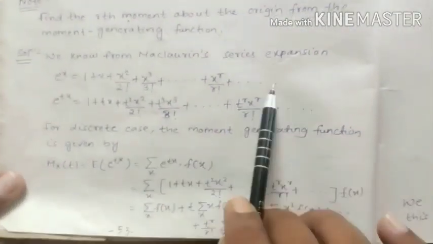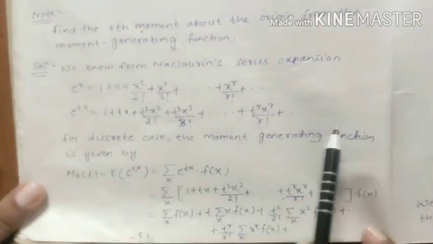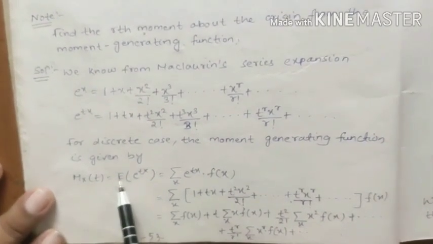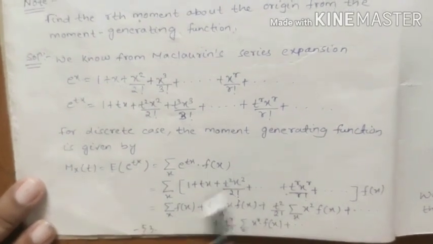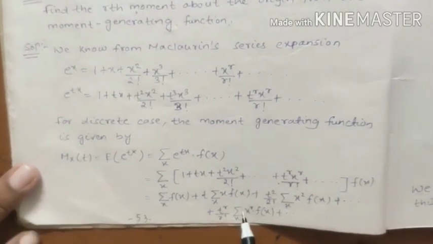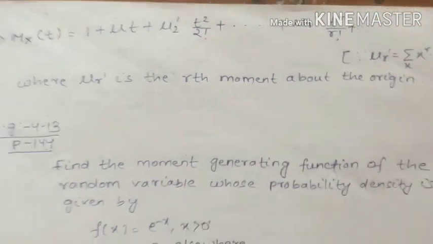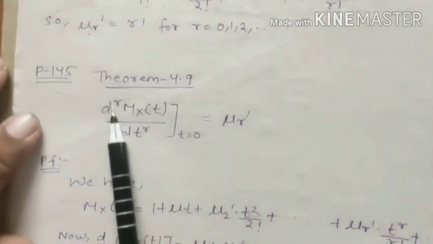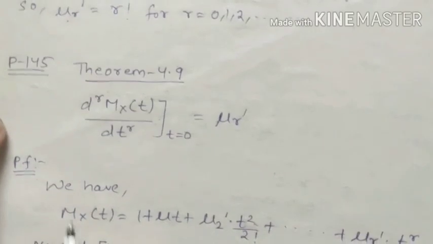And you know the Maclaurin series expansion of e to the power x, so e to the power tx is expanded, and so the moment generating function, the expectation of e to the power tx, can be taken as this, and the result must be the rth derivative with respect to t, d to the power r by dt^r, equals mu r dash. You have to prove this.